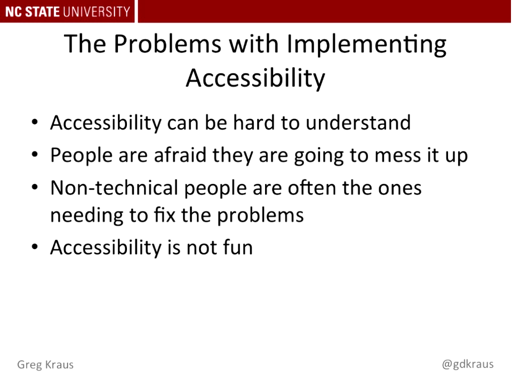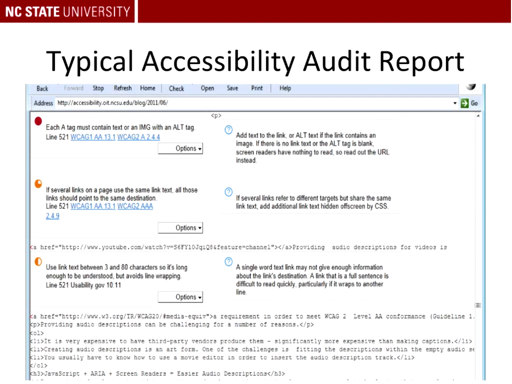And so first thing I want to look at are what are some problems with implementing accessibility. Accessibility can be hard to understand. When you start talking about we have regulations we have to meet, people get afraid they're going to mess it up. Oftentimes it's non-technical people who have to fix these problems. They're not coders. And at the end of the day, sometimes accessibility is just not fun. And so it's more of a chore for a lot of people.